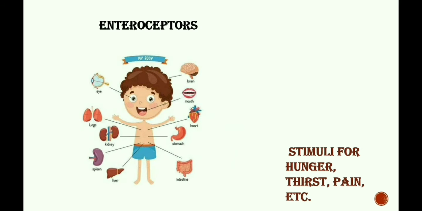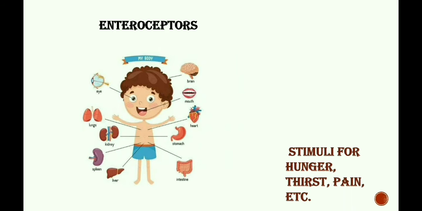Coming towards the second part, that is interoreceptors, which is present within the body. It includes three different parts. The first one is enteroceptors. If I say enteroceptors, that means the location is the internal body organs, and its main function is that it is sensitive to stimuli which come from the internal organs, like hunger, thirst, pain, osmotic changes, etc.